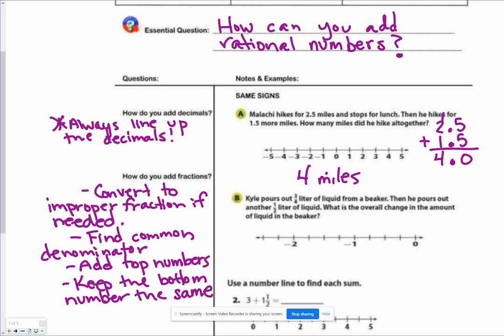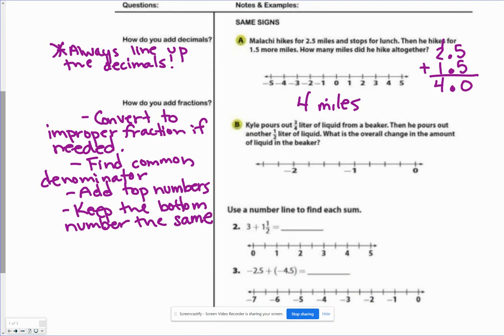All right, how do you add fractions? So you should be writing that question down in your notes. Remember to pause the video so you can keep up. You need to convert to improper fractions if needed. So there's a problem right down here at the bottom, 1 1/2. We're going to have to convert that to an improper fraction. I'll talk about that when we get there. Now, when needed. So this first problem, there are no mixed numbers, so we don't have to create improper fractions.